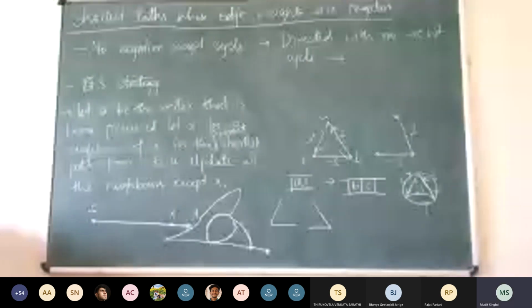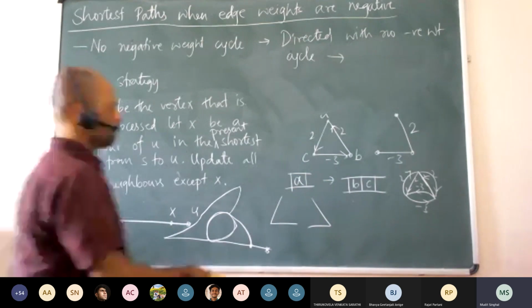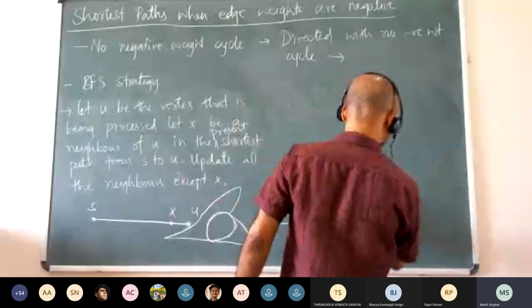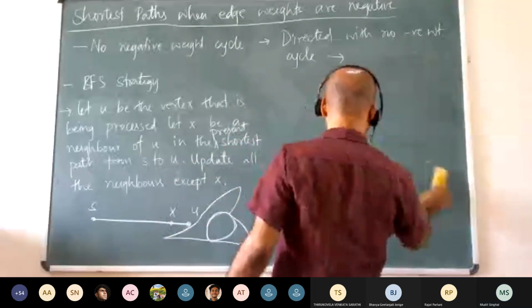There's no negative weight. So in this example only, there's a path from C to B with -3, and if there is a path from B to C, it must be greater than 3, or else it will be negative weight. Yeah. So no, the thing is we can't prove by examples, right?